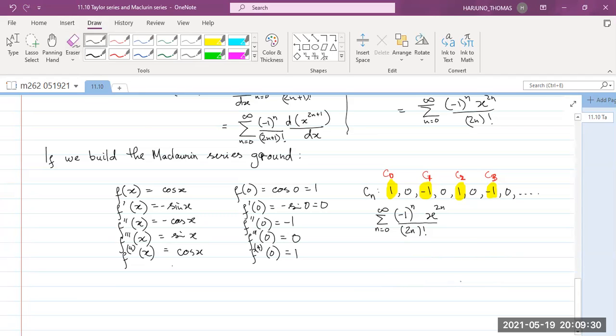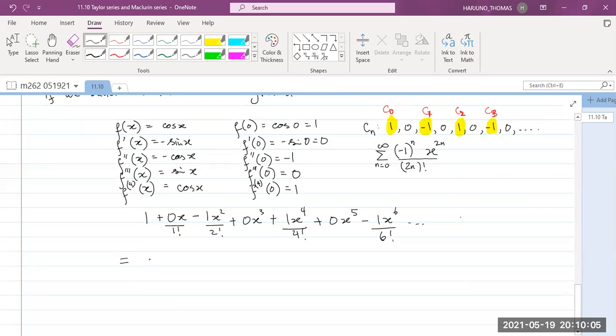Maybe I write it that way first here. So it will be 1 plus 0x minus 1x squared over 2 factorial plus 0x cubed plus 1x to the 4th over 4 factorial plus 0x to the 5th minus 1x to the 6th over 6 factorial and on. Now, if I ignore the 0 terms, it will be 1 minus x squared over 2 factorial plus x to the 4 over 4 factorial minus x to the 6 over 6 factorial.